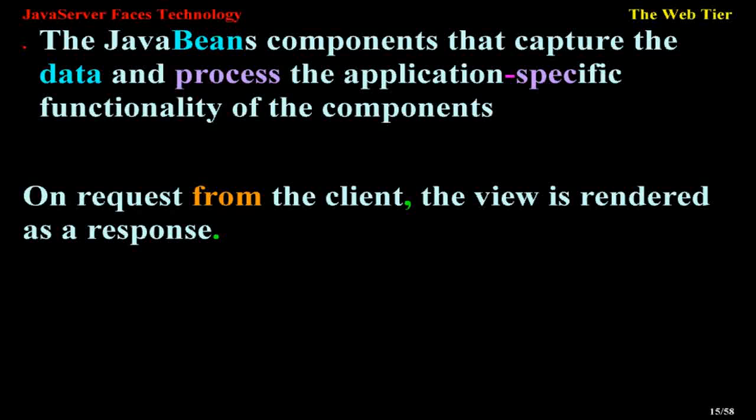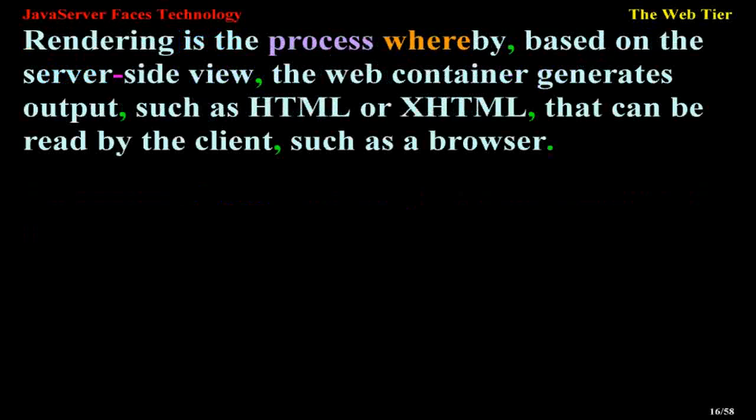On request from the client, the view is rendered as a response. Rendering is the process whereby, based on the server-side view, the web container generates output, such as HTML or XHTML, that can be read by the client, such as a browser.